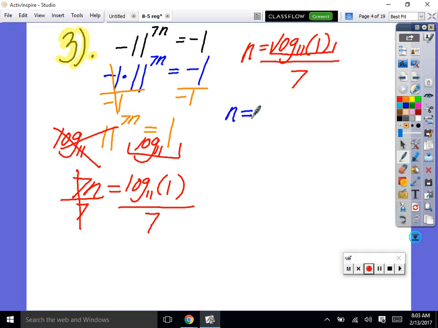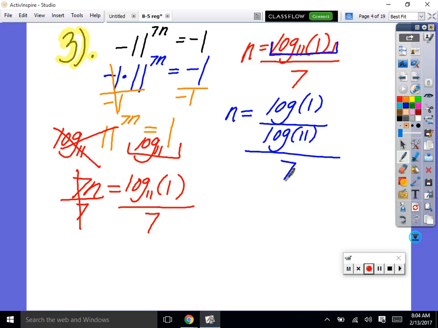This is really n is equal to, using the change of base formula, log of 1, log of the big thing, divided by log of the mini thing. That's really what we're looking at here, because I had to use the change of base formula to rewrite that. So now we have it at a point where we can type it into our calculator. So I want you to do that. Type it in, log of 1 divided by log of 11, hit enter, and divide it by 7. Let's make sure we all get the right one.